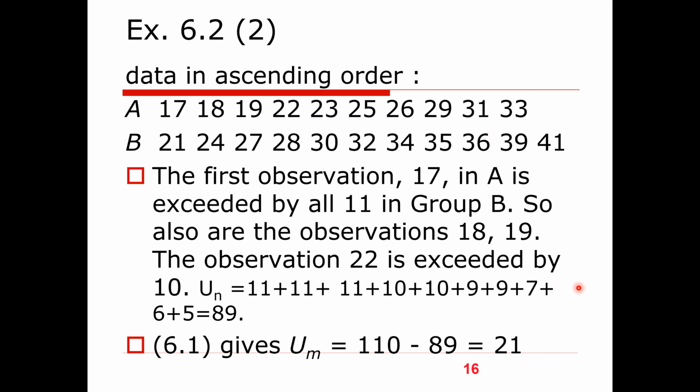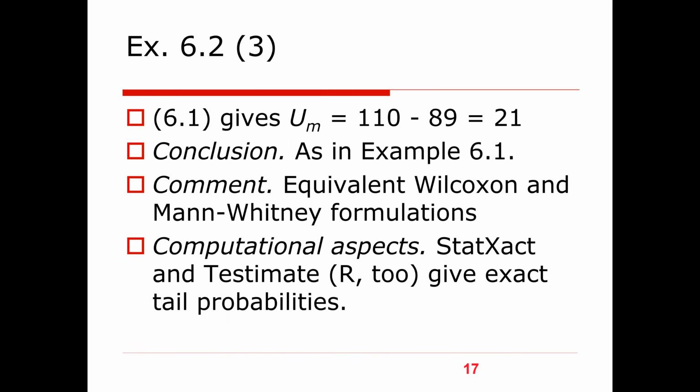So we sum these and get 89. UN is 89. Then we use that equation to calculate UM. Here it is M times N minus UN, so UM is 21. Right? It seems a big gap between UM and UN. Then with UM and UN, we can get confidence intervals using tables or programs.